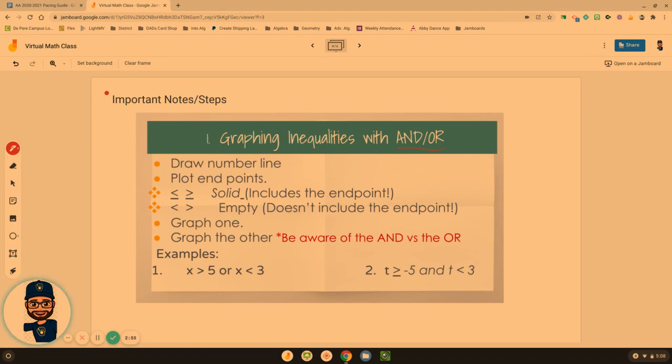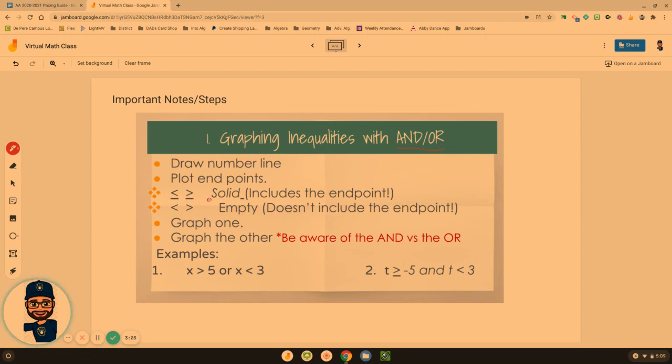So to graph inequalities, right now this slide is just all about graphing inequalities that have "and" or the word "or" in them. We're going to draw a number line, and we're going to plot the endpoints, meaning 5 and 3 in this case might be our endpoints. And then we have to determine whether we're going to use a solid circle or an empty open circle based upon whether or not the equal to bar is there.